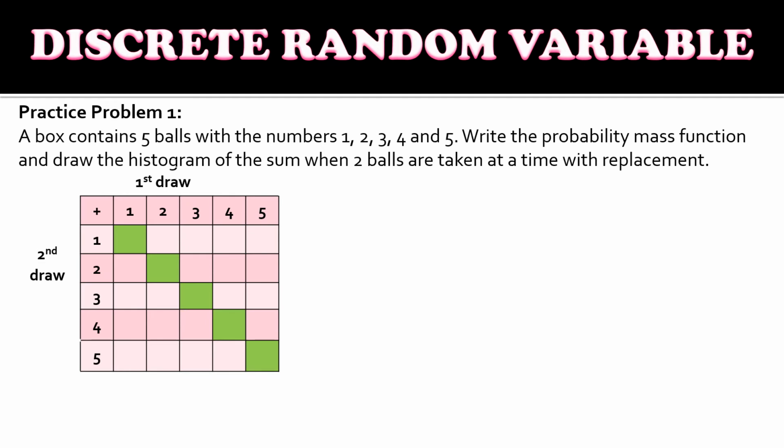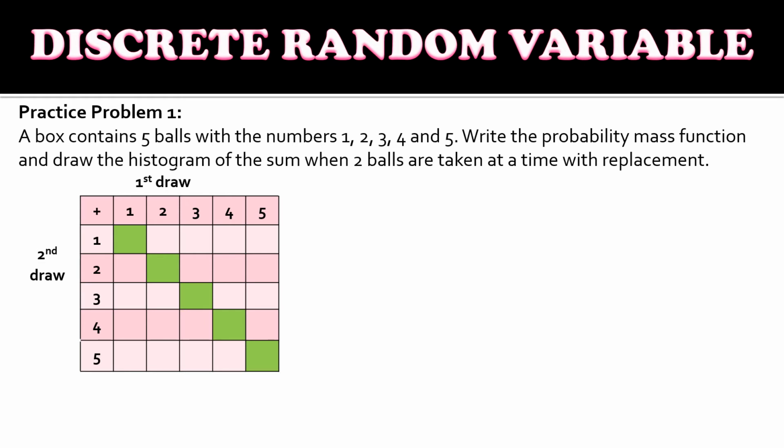Some of them are already shaded. These are the probabilities which are 0. For example, having the first row as 1 and then the second row as 1 is impossible since there is only one ball that is numbered 1. So if you draw 1 on the first try, you cannot draw it again on the second draw.